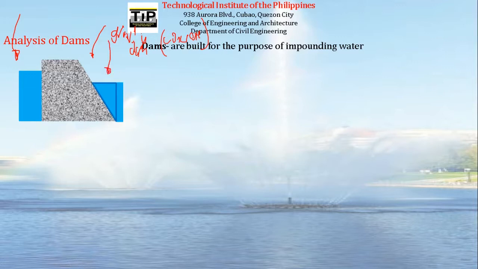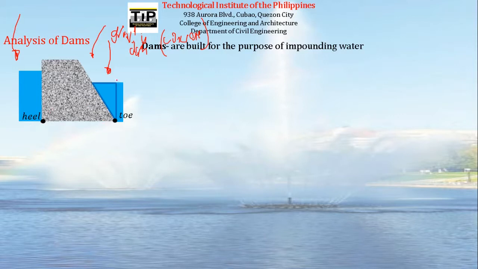Now, in some cases, we have water on the other side. But in other dams, this side is not filled with water. But in the event of having one, we consider this side to have water or reserve water. Okay, so these are the important parts of a dam.